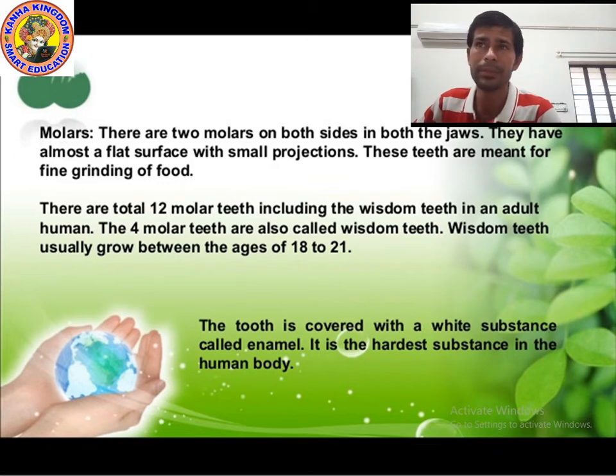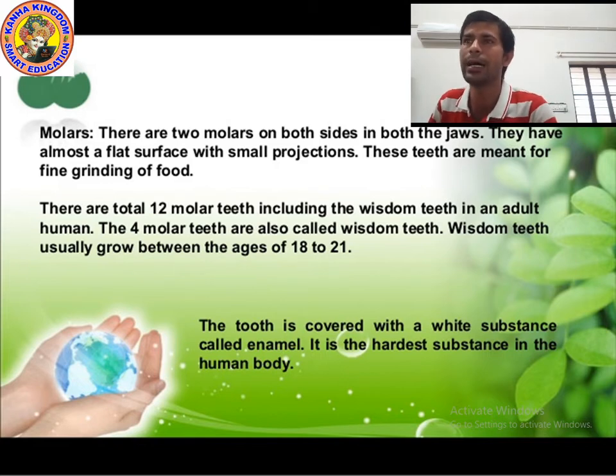So what is the meaning of wisdom teeth? Actually, wisdom teeth grow in adult age. When your age becomes 18, that time wisdom teeth start to grow. Why do we call them wisdom teeth? Because when we become 18, our thinking level also increases. That's why we call them wisdom teeth. The 4 molar teeth are also called wisdom teeth.